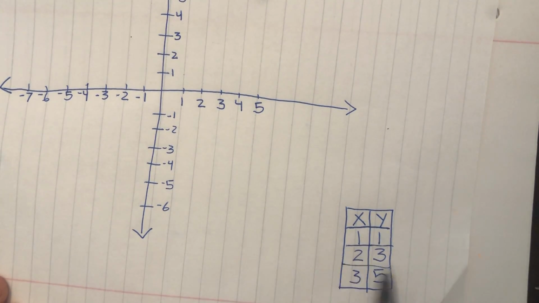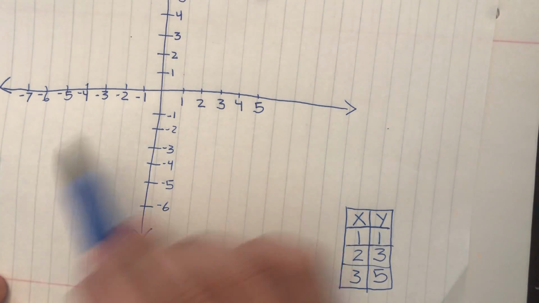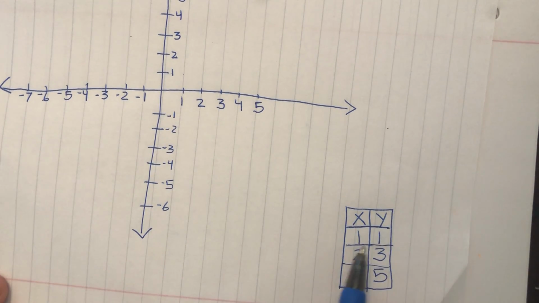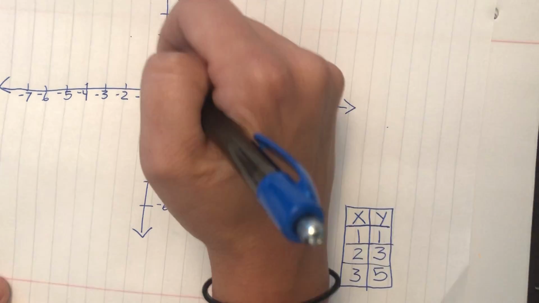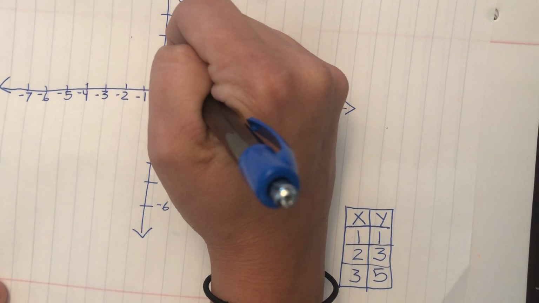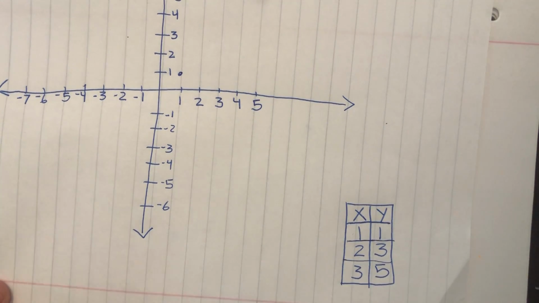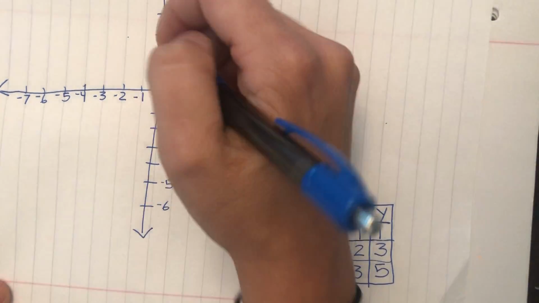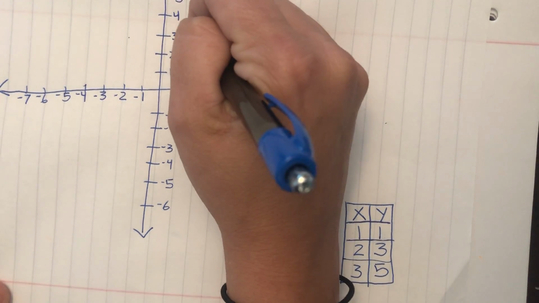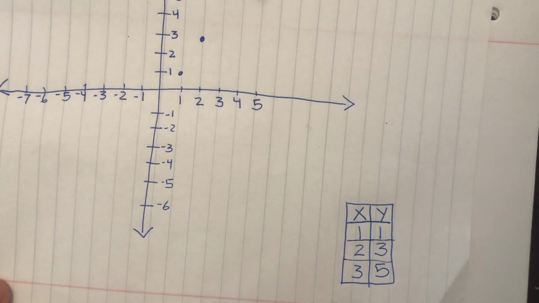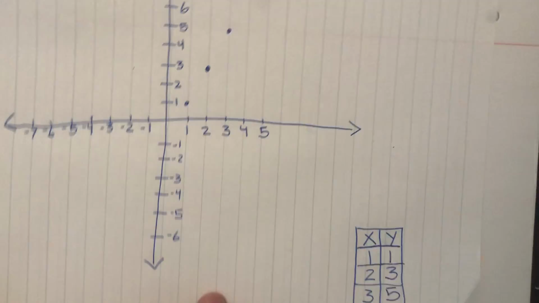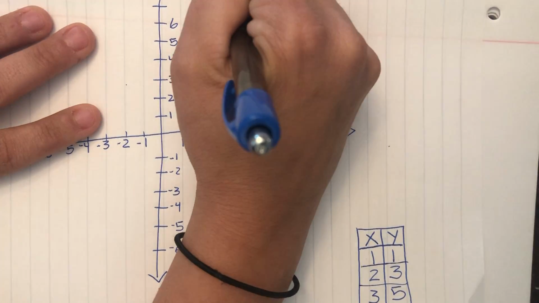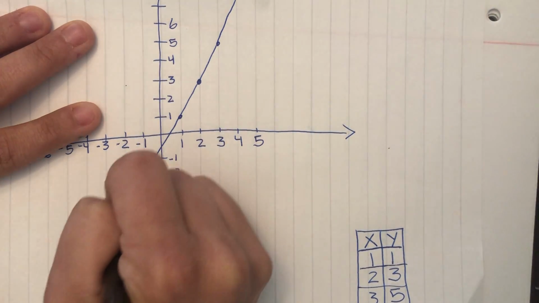So I just want to show you that if I plot these points from this table, it will make a line. If I plot my first ordered pair, 1, 1, so I go over to 1 on my x-axis, go up to 1 on my y-axis. There's my first point. Then I go over to 2 and up to 3. There's my second point. And I go over to 3, up to 5. There's my third point. When I connect all my points, that makes a straight line.